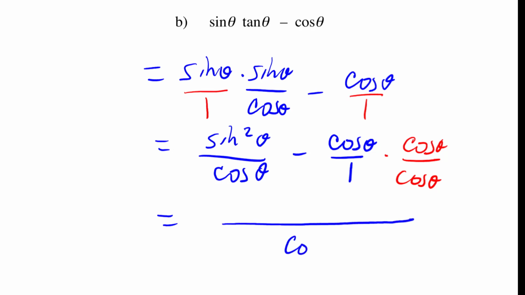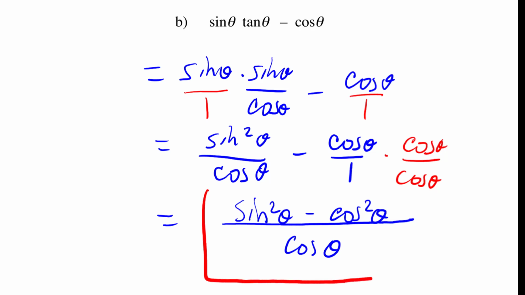And that common denominator is cosine theta. And in the numerator, we get sine squared theta minus cosine squared theta. Now this looks Pythagorean in the numerator, but it isn't. It looks like we should do something with the Pythagorean identity, but it isn't. And we cannot cancel cosines because we cannot divide out a cosine. So basically, we're done.